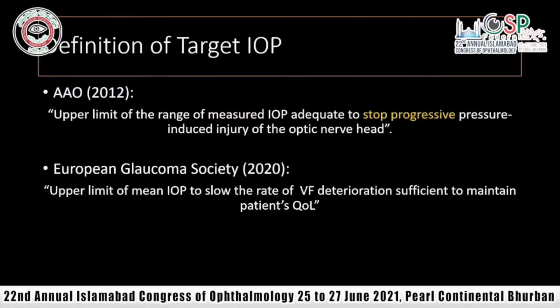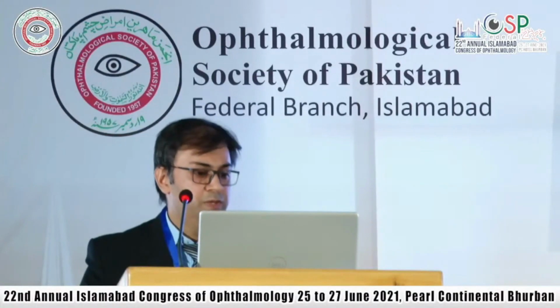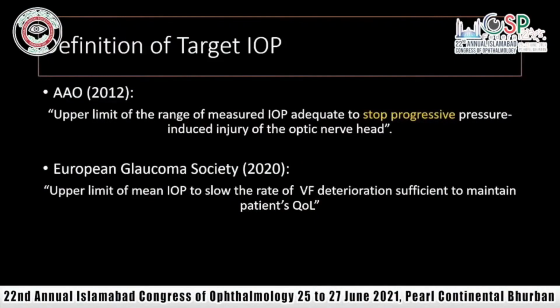The American Academy defines it as the upper limit of the range of measured IOP which is adequate to stop progressive pressure-induced injury of the optic nerve. And the European Society says that it is the upper limit of mean IOP to slow the rate of visual field deterioration sufficient to maintain the patient's quality of life. Now, the European Society has added the patient's quality of life. This is a very important concept, quality of life, which is a huge topic, and they have incorporated it in the target IOP as well.